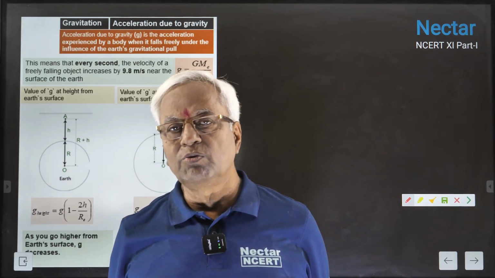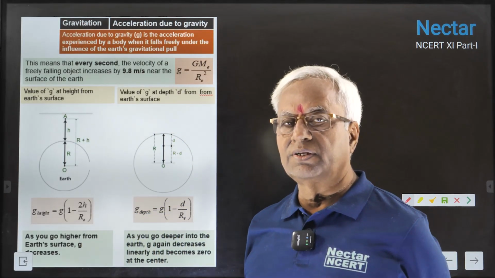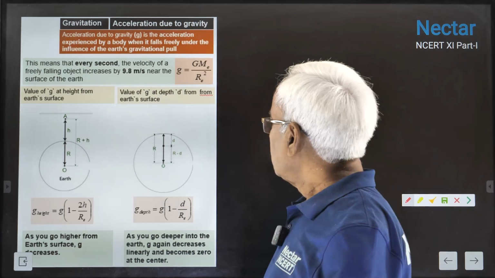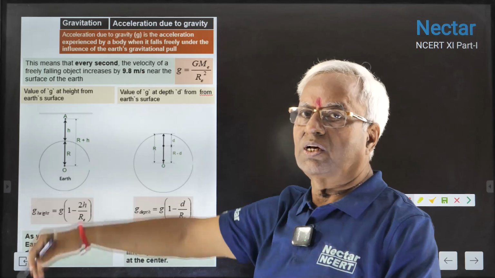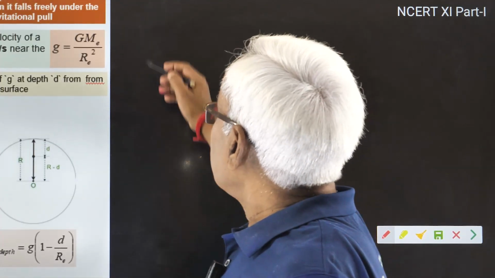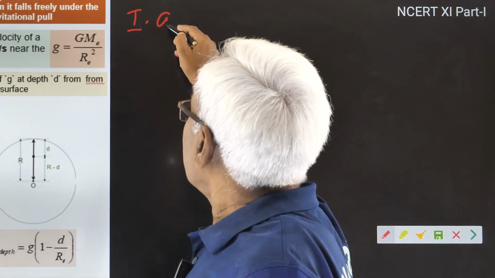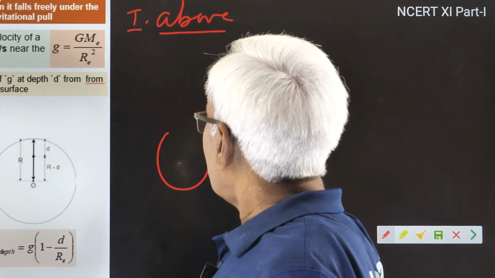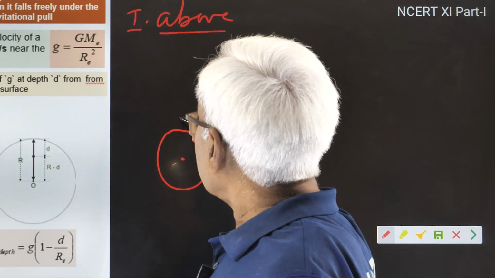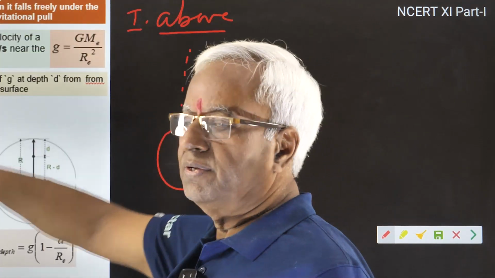Variation in value of g, that's acceleration due to gravity. Here we will consider above and below the surface. First we consider variation above the surface. This is Earth and the points we consider above it.